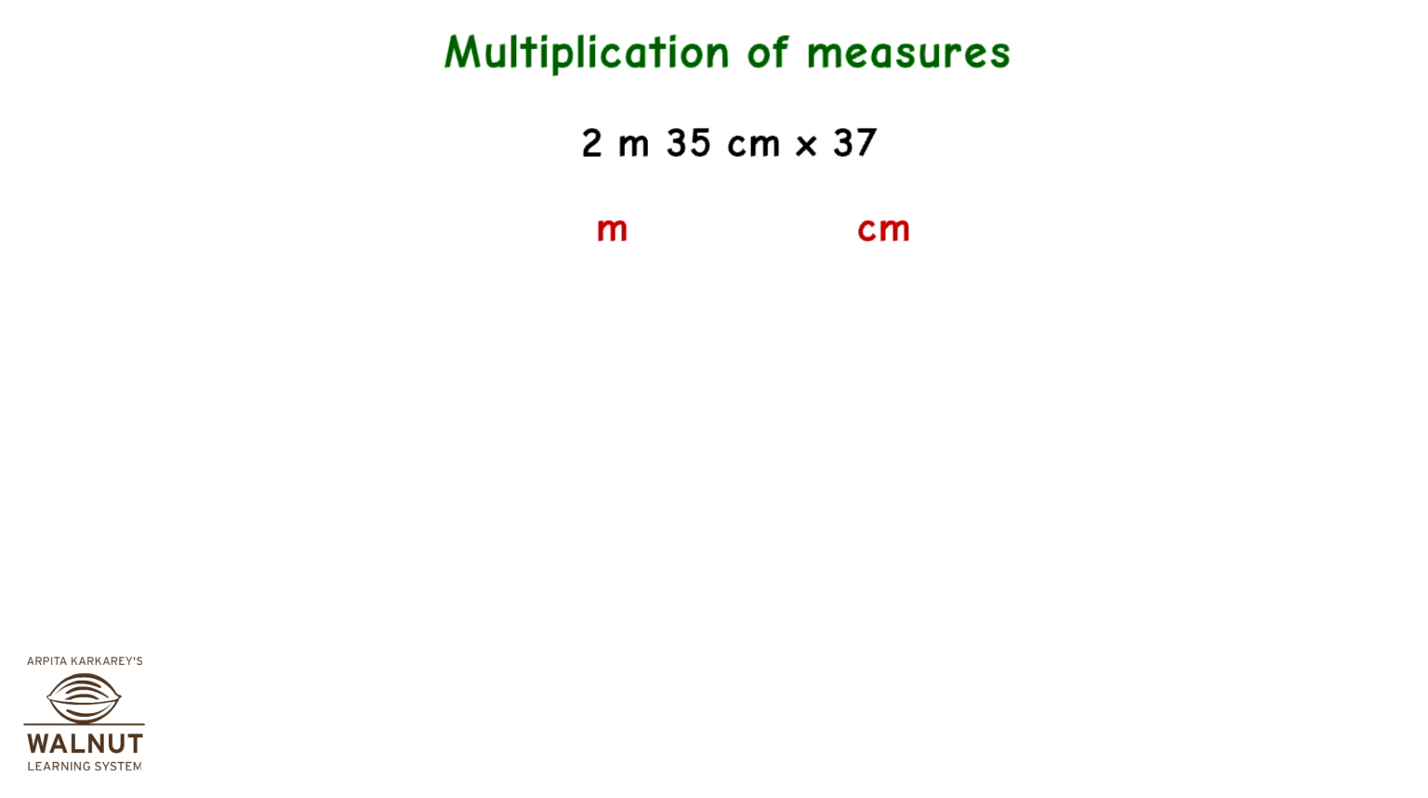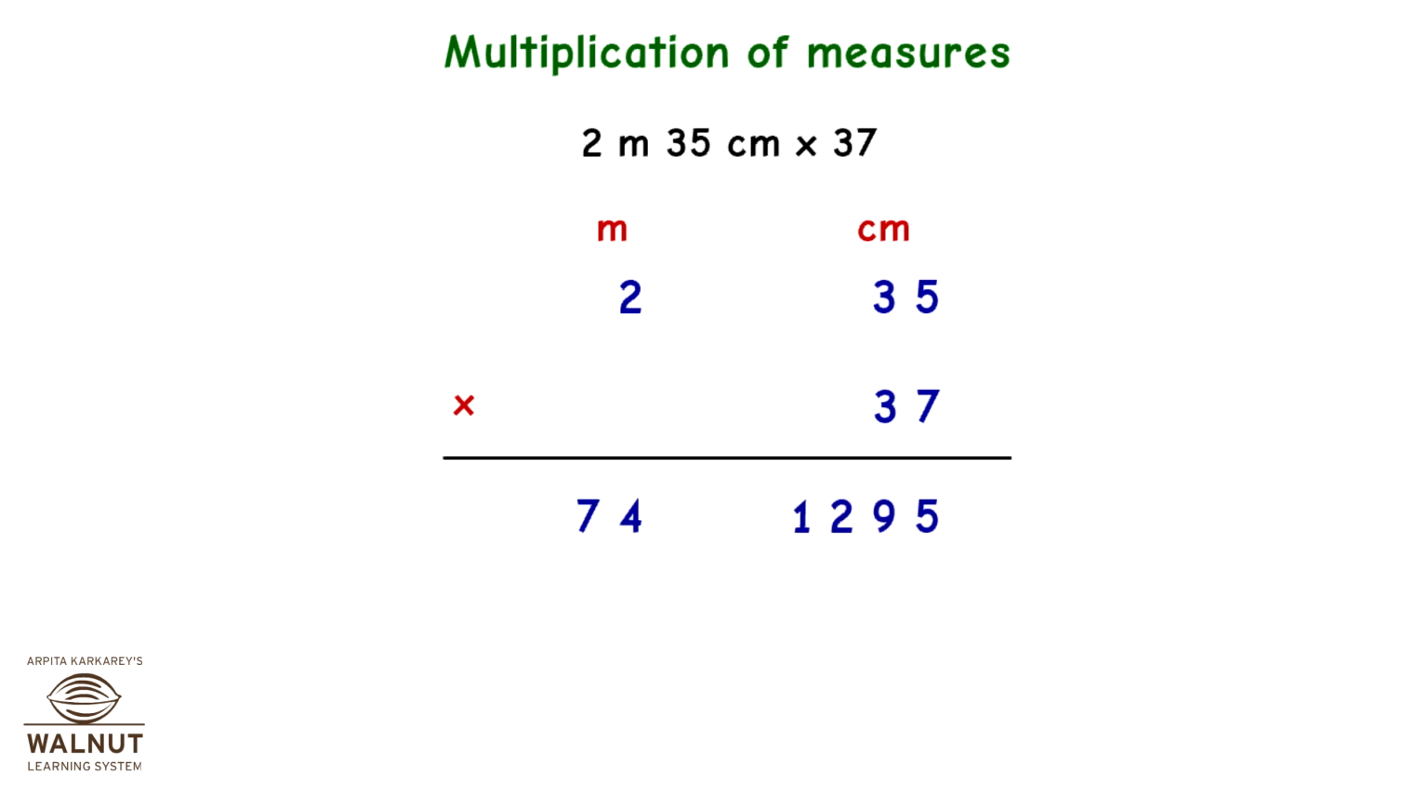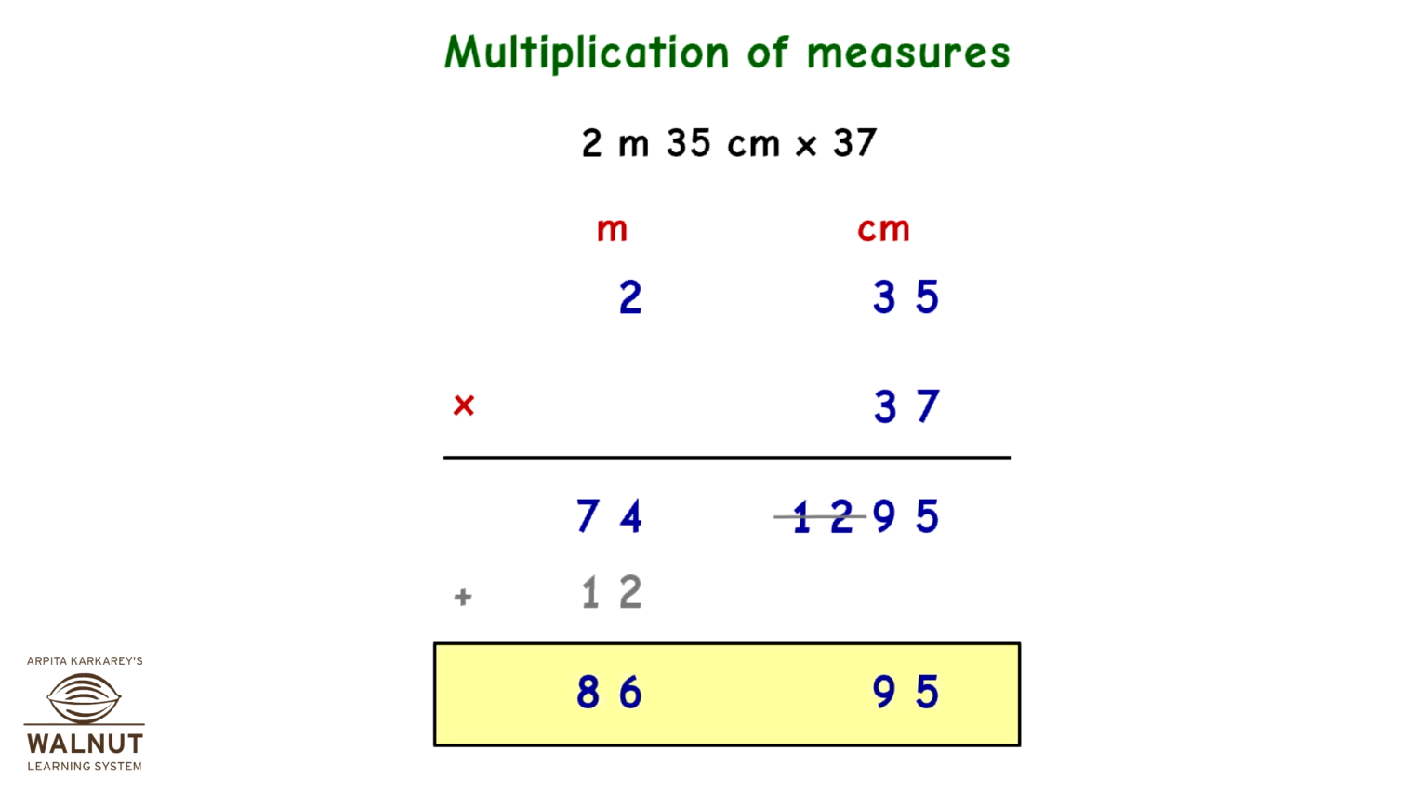We write the units. Below that we write the measures. Then we get ready to multiply. Look at the number under centimeters. We can see that we have to adjust it. We know that 100 centimeters is equal to 1 meter. Here we have 12 meters which we can club with the meters and keep the remaining centimeters. Then we keep the remaining centimeters. We add up the meters and that is our answer.